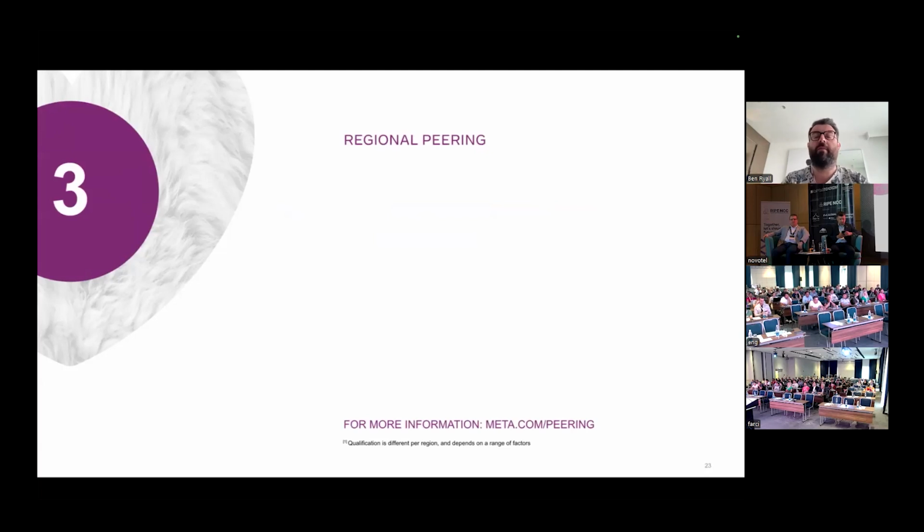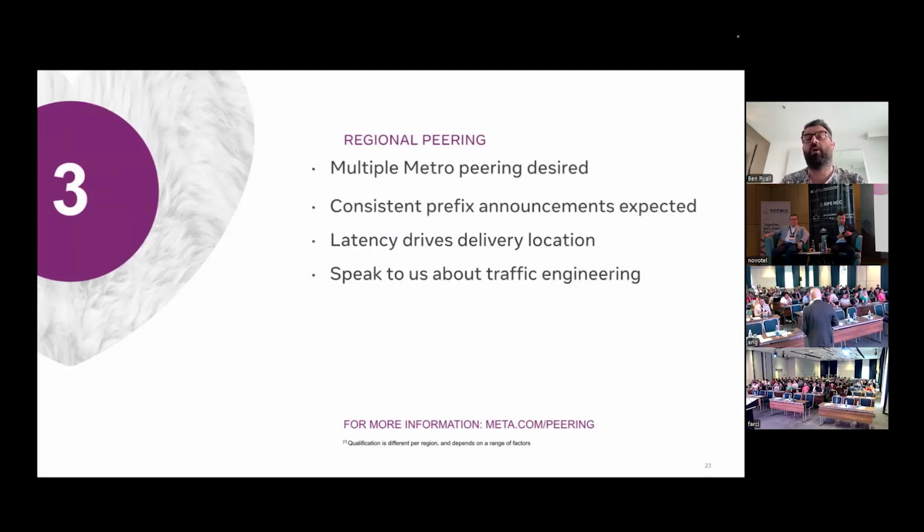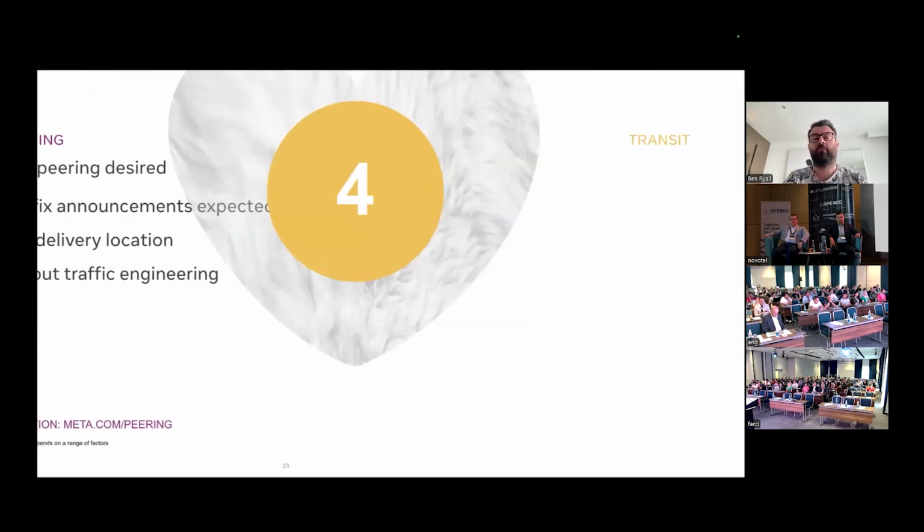Then we've got regional peering, maybe for operators that operate outside one country and operate in multiple countries. We're able to then peer in multiple locations. Ideally, announcing us consistent prefixes keeps our systems operating as expected, and we still make those latency-based decisions. So if you operate in multiple countries and you interconnect with us in multiple countries, we'll still use the closest point of interconnect and speak to us about traffic engineering.